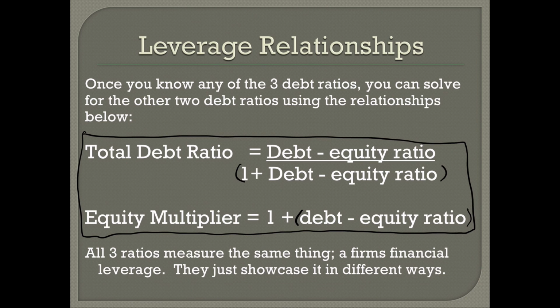So again, all 3 ratios simply measure the firm's financial leverage. They just showcase it in different ways. One is a comparison between debt and equity, one is a comparison between assets and equity, and then the other one is just a debt to assets relationship. So those are your total debt ratios, or your quantifications of the debt in the capital structure.